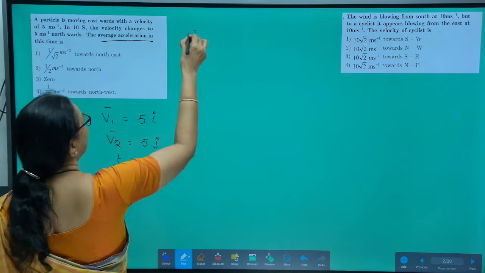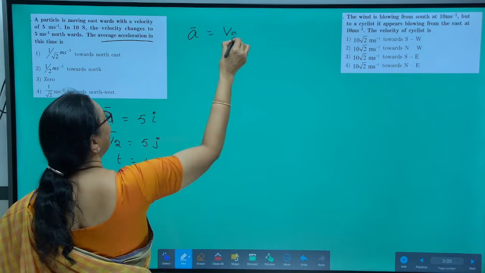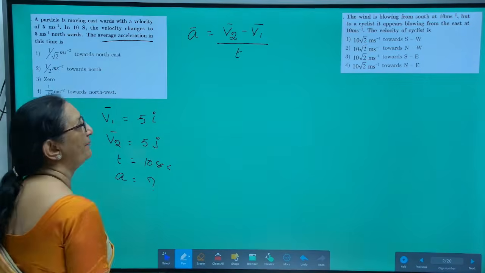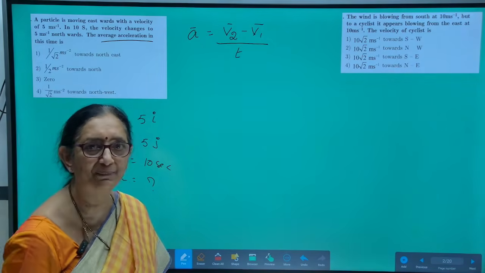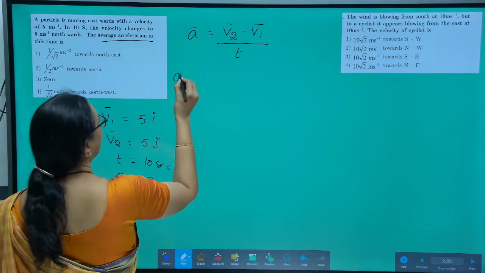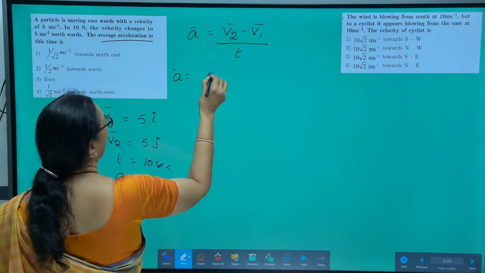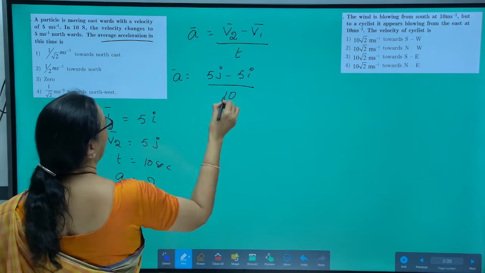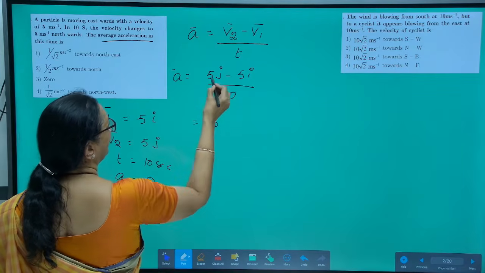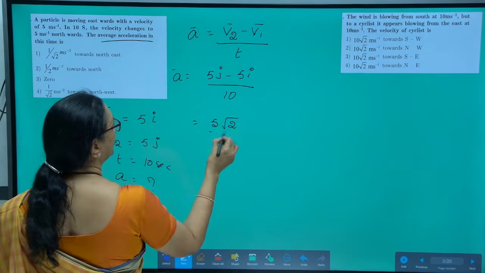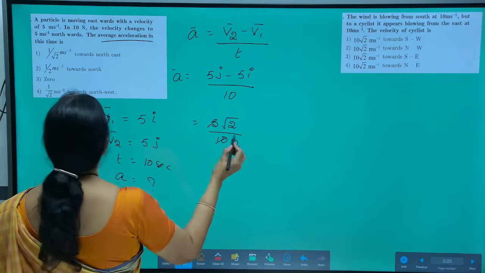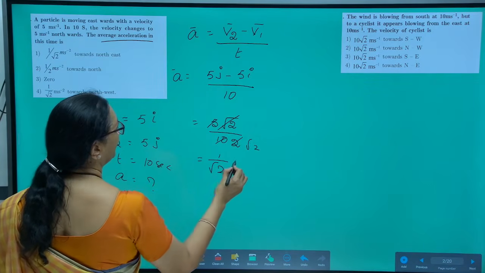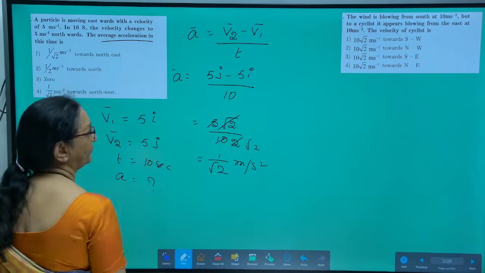We know acceleration is the rate of change of velocity. Change of velocity is V2 bar minus V1 bar. So, acceleration is V2 bar minus V1 bar by t. So acceleration is 5j minus 5I divided by time, which is 10. The magnitude becomes root of 5 square plus 5 square, 5 root 2 by 10. So this gets cancelled, so the answer is 1 by root 2 meter per second square.